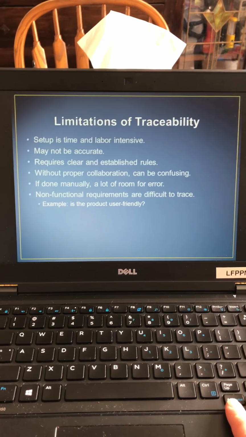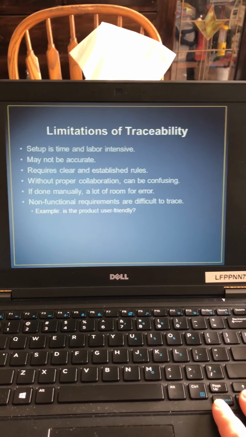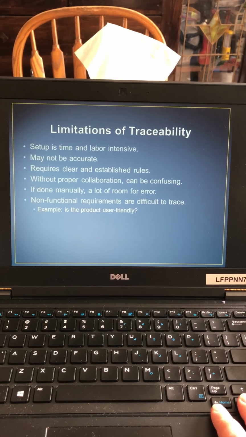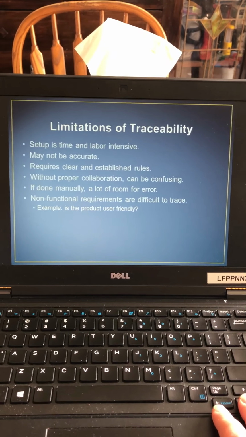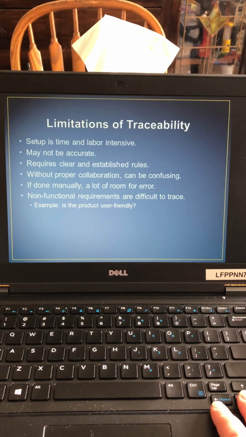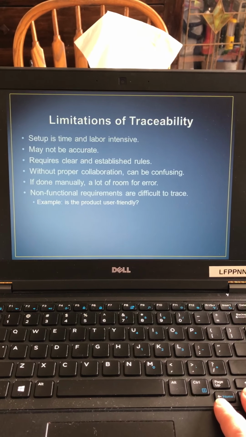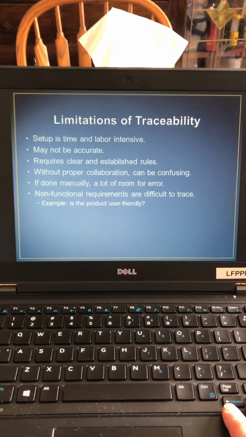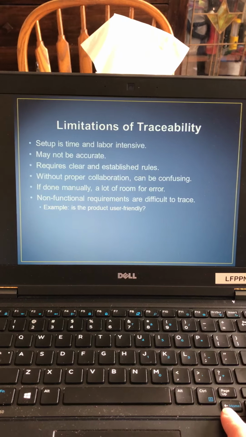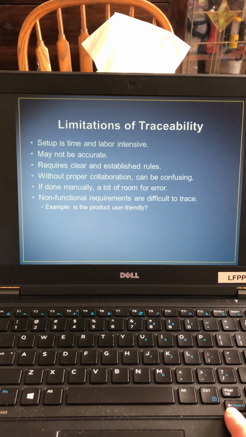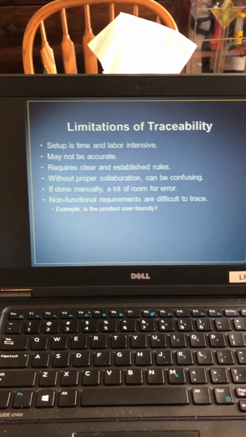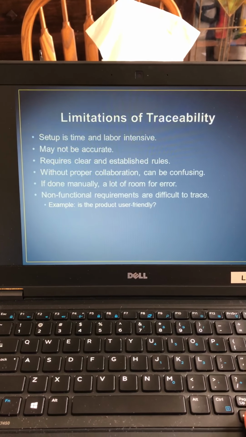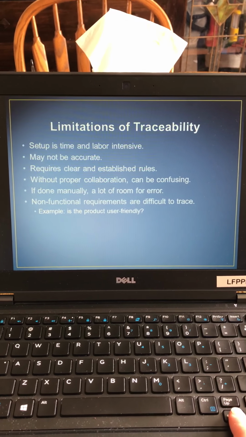Although traceability is a very useful tool, it does have some limitations. First off, the setup is time and very labor intensive. It takes a lot of energy to set up traceability, and even though it's established, it may not always be accurate. It also requires clear and established rules, and if it's done without proper collaboration amongst all those involved, it can be very confusing. If done manually, there's a lot of room for error, especially if there's a lot of manual data being entered. An example of a non-functional requirement is: is the product user-friendly? Well, when you have requirements such as that, it can be very difficult to trace, so that's another limitation of traceability for non-functional requirements.